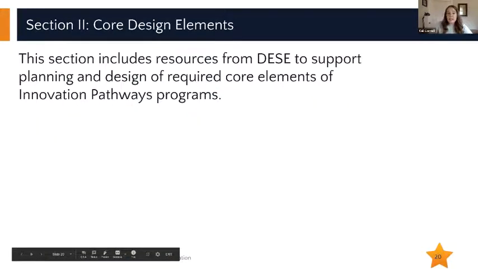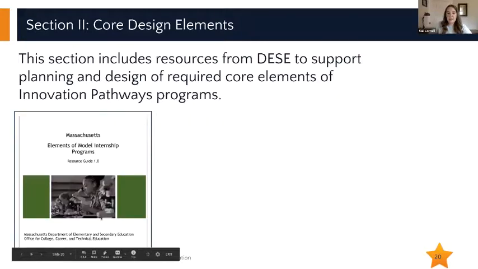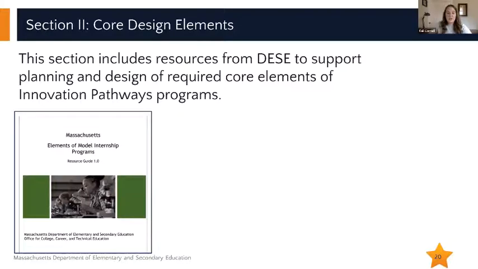The second section includes our core design elements. Here you'll find all of the core materials to support planning and design that were authored by DESE. It includes core design resources related to career advising, integrated instruction, labor market information, and work-based learning. One example is the Elements of a Model Internship Program resource guide, published by DESE, which presents materials and approaches on internship program design from the Connecting Activities programs throughout Massachusetts.